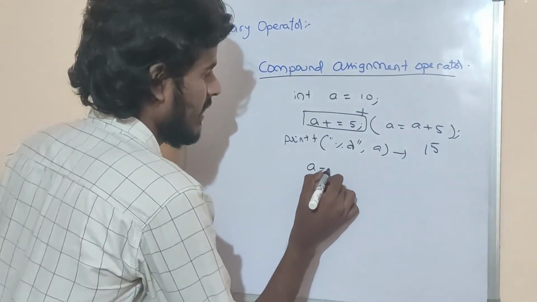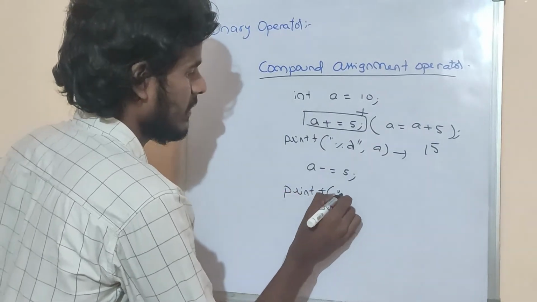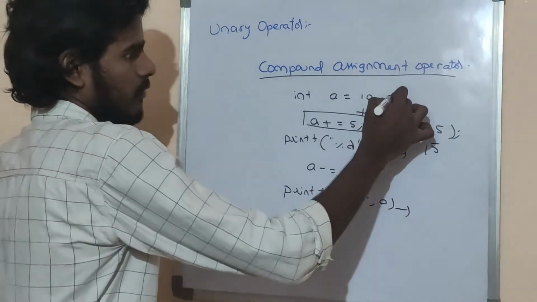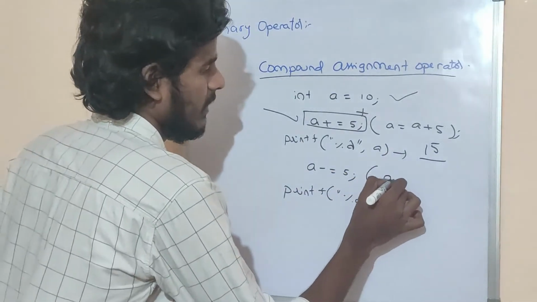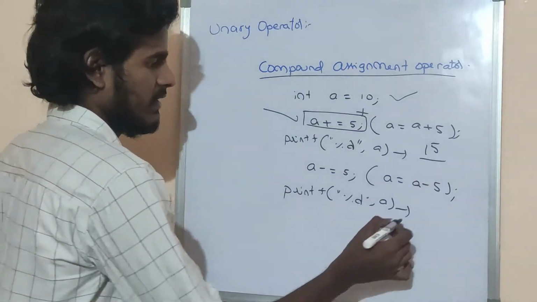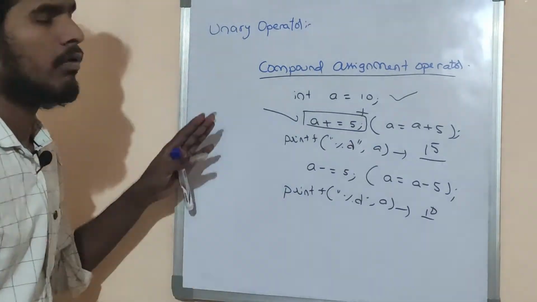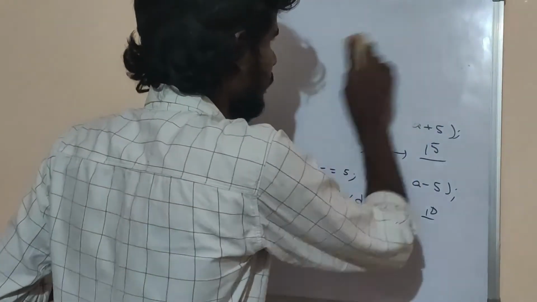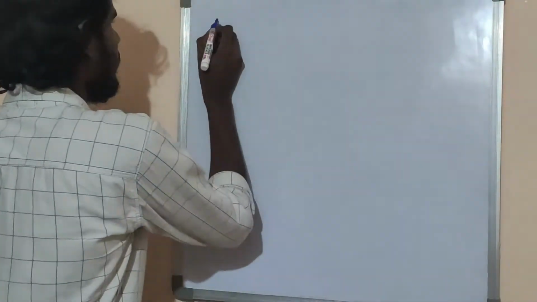Let's see a minus is equal to 5. The corresponding output is %d a. The initial value is 10, then after adding 5 it is 15. Internally the code is a is equal to a minus 5. 15 minus 5 is 10, so we get output 10. This is about the unary operator. The next one is the bitwise operator.